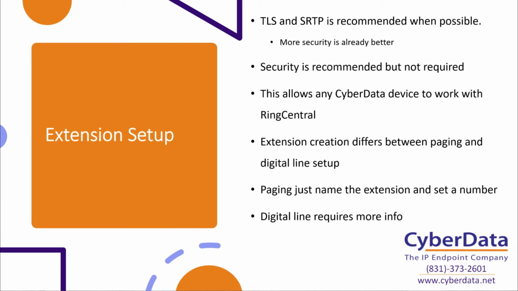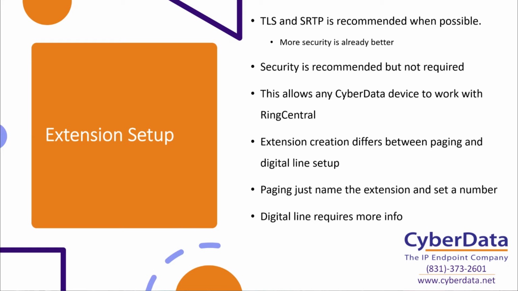Extension creation is going to be fairly standard as you're going through your digital line setup or your paging device setup. Of course, a paging device is going to be a lot simpler than a digital line setup. For a digital line, you have to pick a phone number and where it's actually located for all of the emergency 911 information, but it's fairly standard as you fill everything out. Then you're just going to incur a regular monthly fee. You don't need to pay for any equipment from RingCentral because you probably already have the equipment.